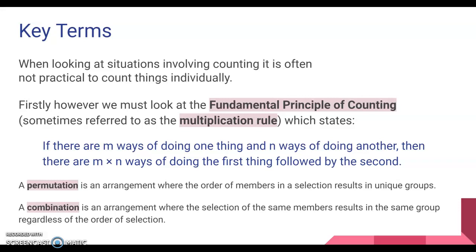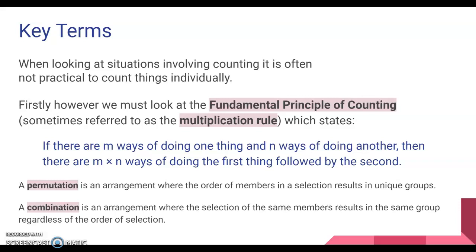which states if there are m ways of doing one thing and n ways of doing another thing, then there are m times n ways of doing the first thing, followed by the second thing. So there are m options of doing the first thing, let's say 10, and let's say 5 options of doing another thing. You could have each of the 10 first things paired with each of the 5 second things. So 10 times 5 would be 50.